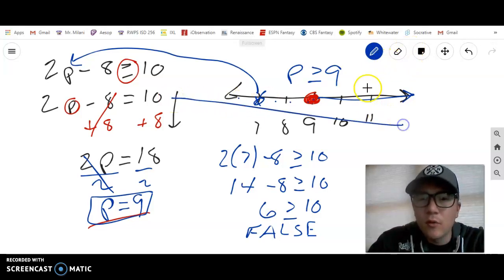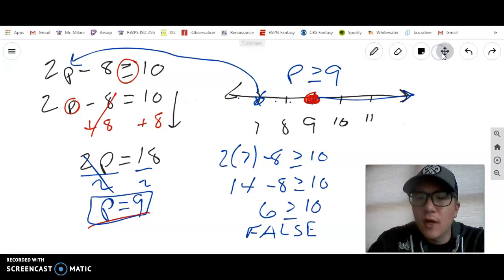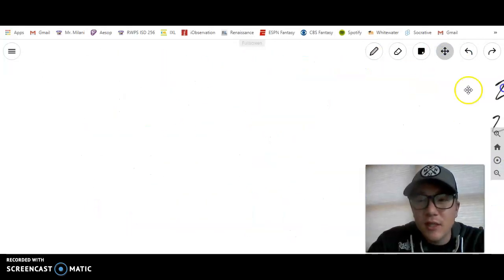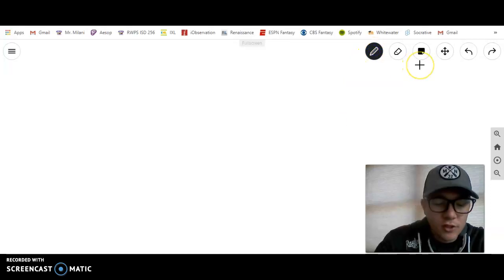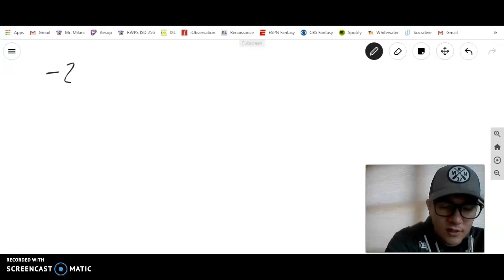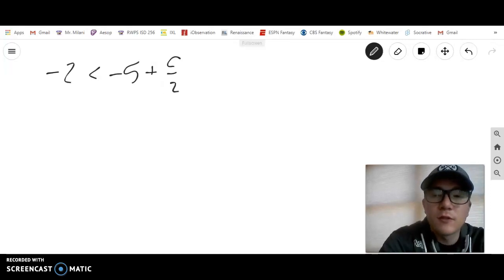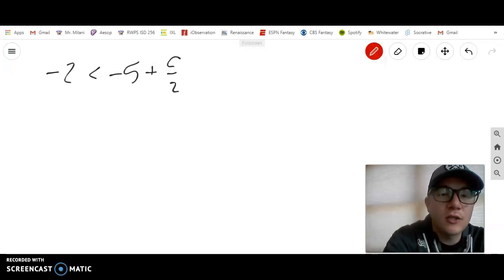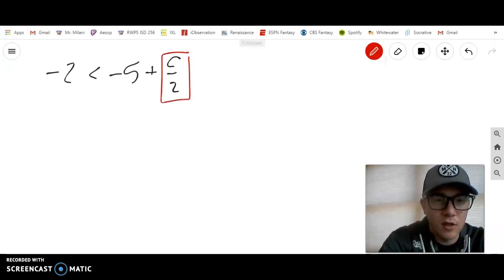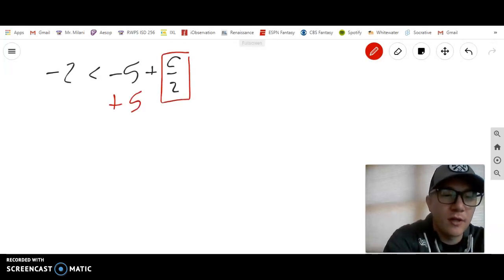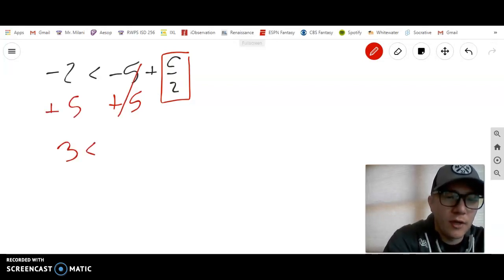One more example. Real quick, again, if you're not going to pick a test point, we can just be using this, and we're almost done, so hang with me here. You can just solve it like an equation as long as that negative is not involved. Negative 2 is less than negative 5 plus c over 2. First thing I'm going to do, I can't touch this c term until it's all by itself. So I'm going to get rid of this negative 5 by doing the opposite and adding. So that's gone. So now I've got 3 is greater than just this c over 2 left over.